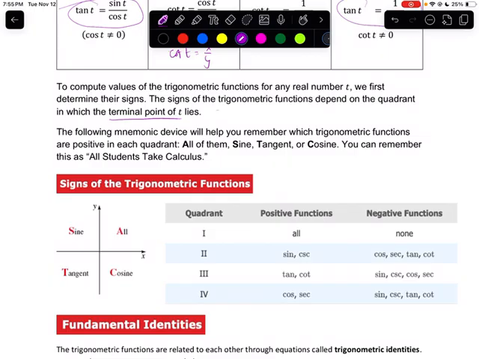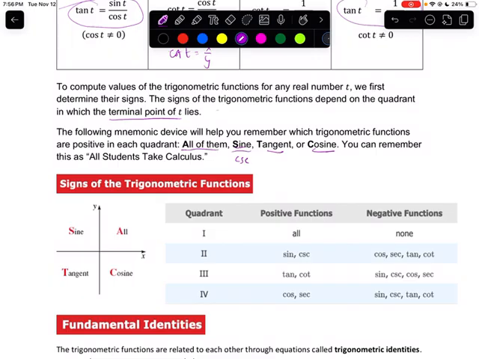So it means in the first quadrant all of them are positive. In the second quadrant only the sine is positive. But if sine is positive, then cosecant is also positive. We mostly will be working with sine, cosine and tangent. So that's why this mnemonic is only based on sine, cosine and tangent.